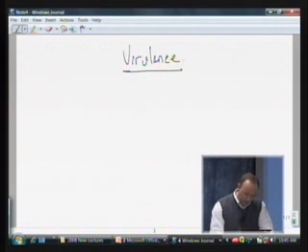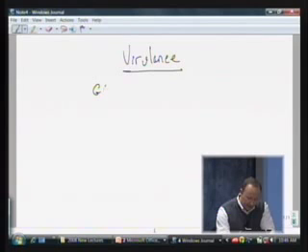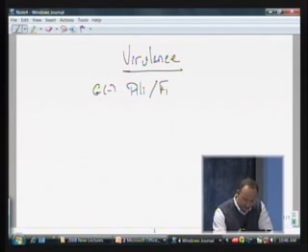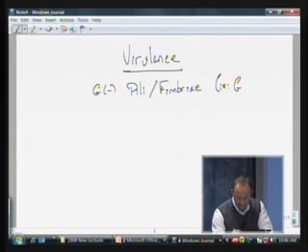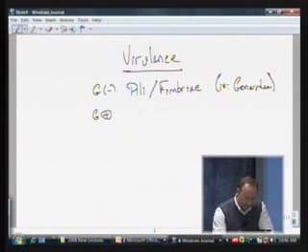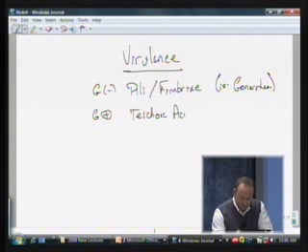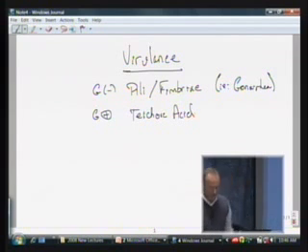Virulence. Well, if I'm talking about a gram-negative, gram-negatives use pili or fimbriae. So an example would be like gonorrhea. Gram-positives use teichoic acid. Teichoic acid.